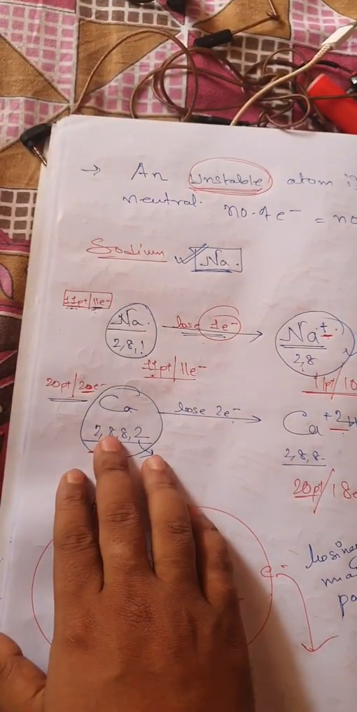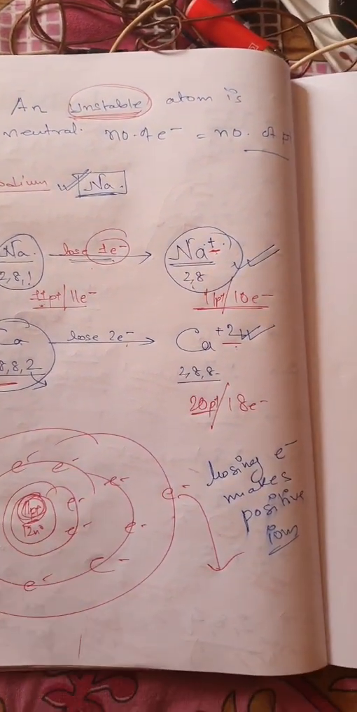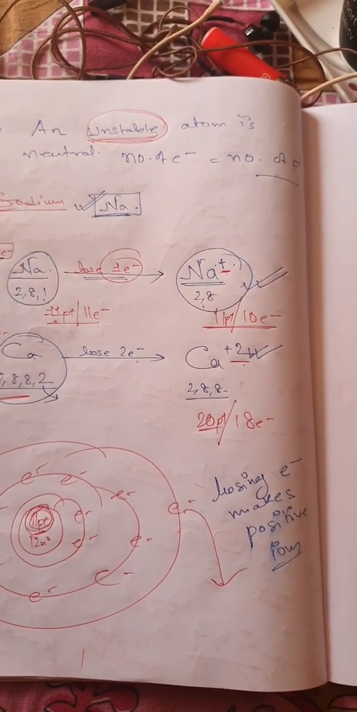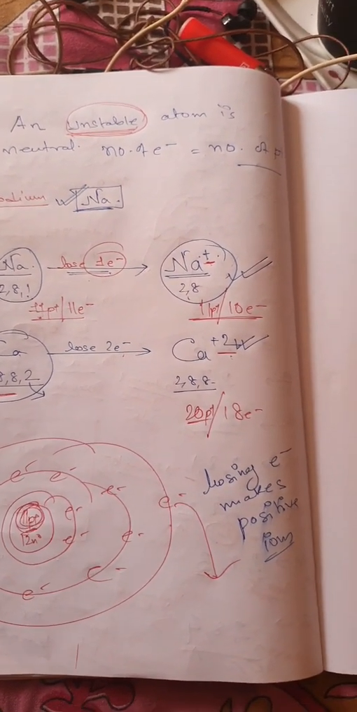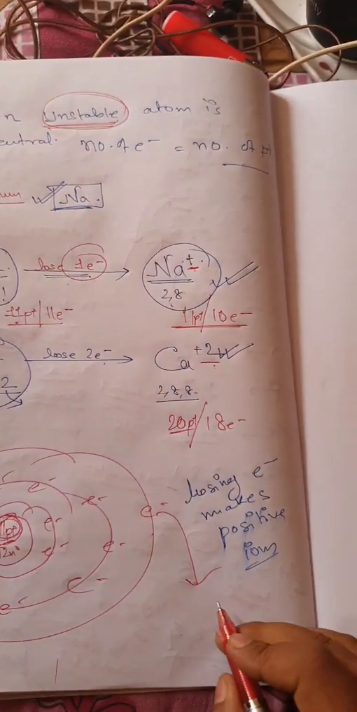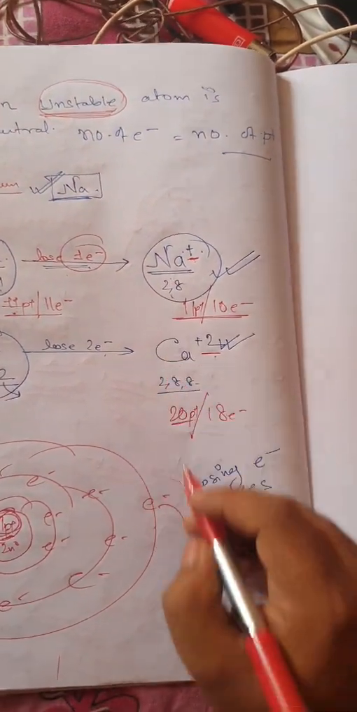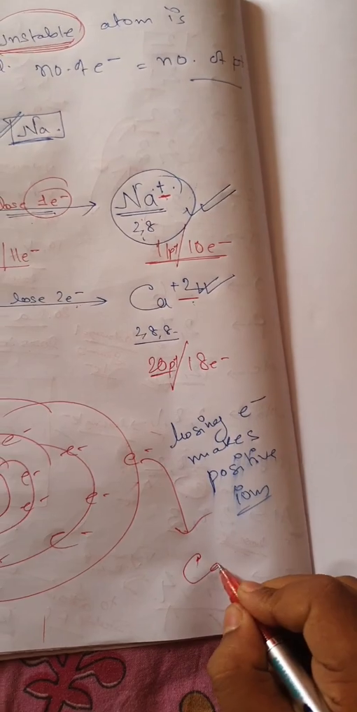So here I have given an example of losing electrons, and when it is losing electrons, what is happening is that it is becoming a positively charged ion, and it is also known as a cation.